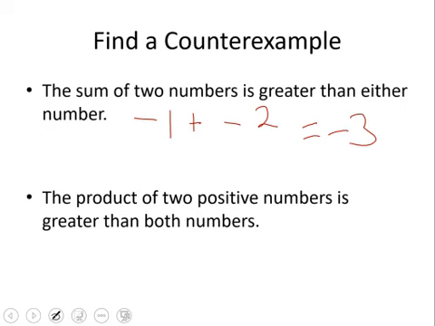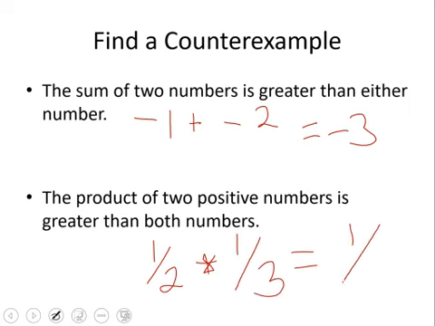Second one, the product of 2 positive numbers is always greater than both numbers. An example of this could be 1/2 times 1/3. 1/2 times 1/3 is 1/6, which is actually smaller than both the other 2. So that would be an example. Those would be counterexamples for these statements.